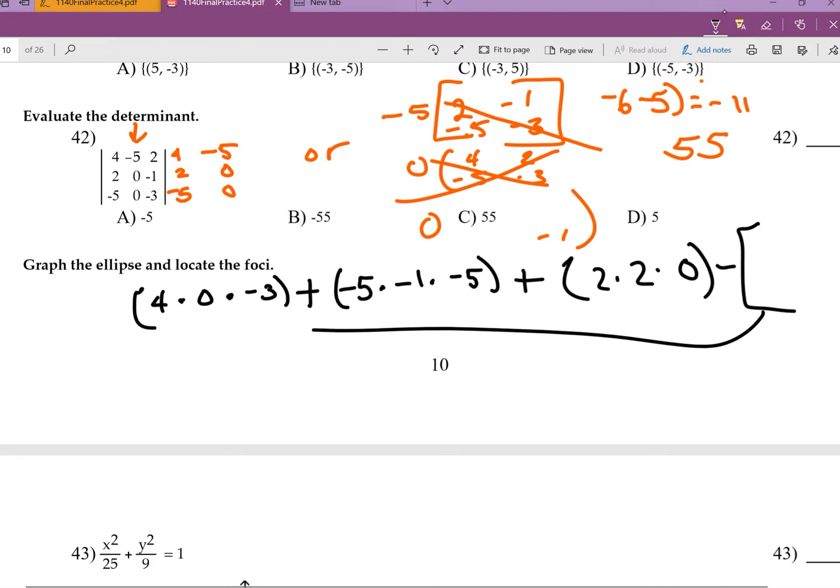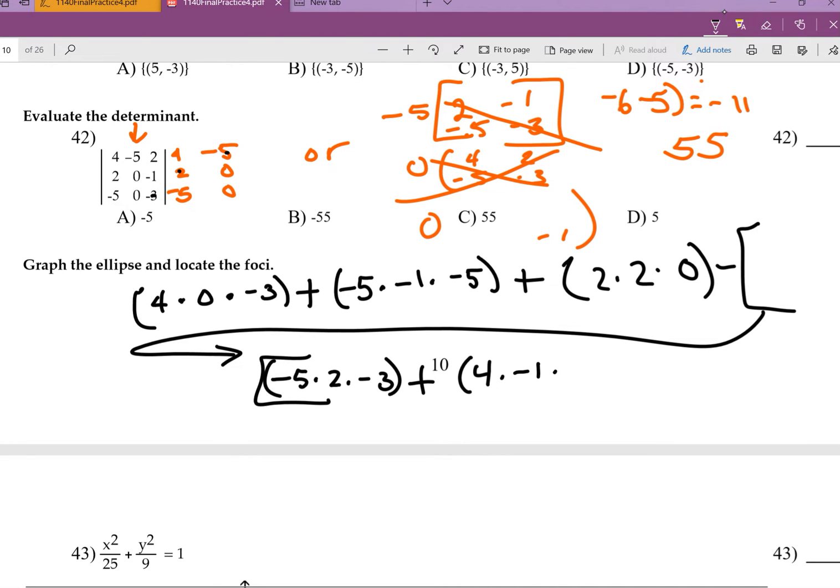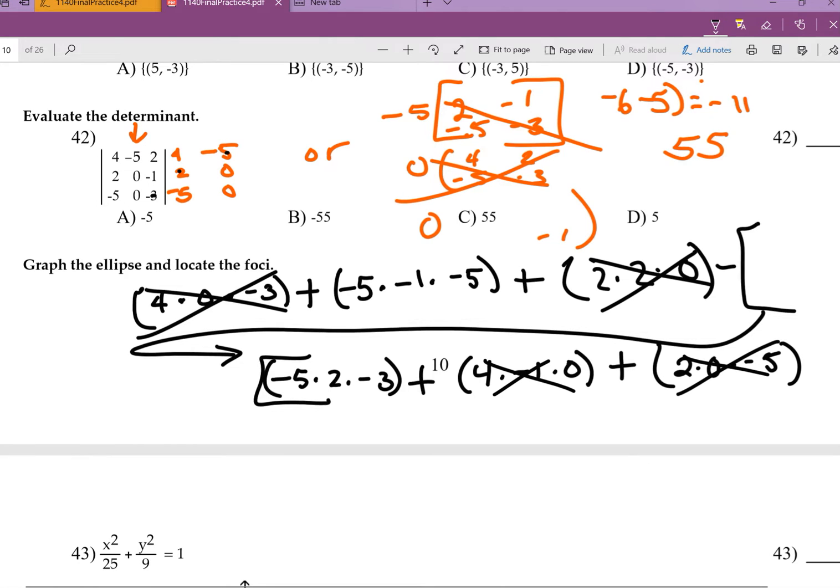I'm going to actually bring this over here, I'm running out of space. Now we go this way, boom, boom, boom. Negative 5 times 2 times negative 3 as a value, plus 4 times negative 1 times 0 plus, and then the last one 2 times 0 times negative 5. Now the interesting part is this cancels and this cancels because of the zeros. This cancels and this cancels because of the zeros.